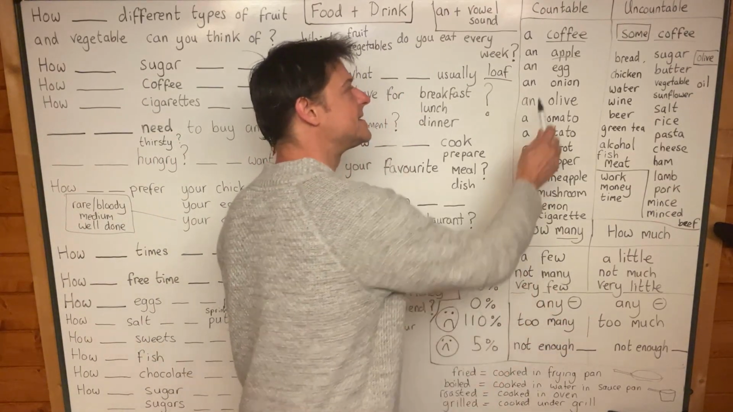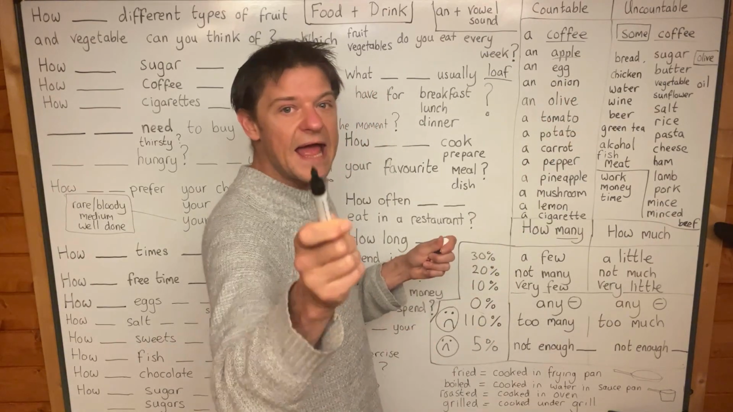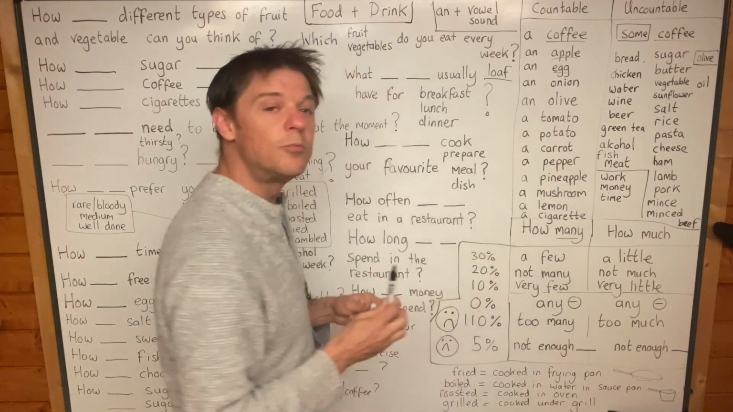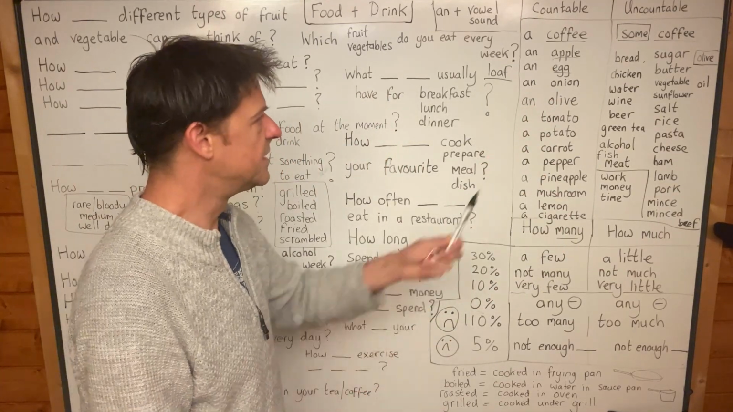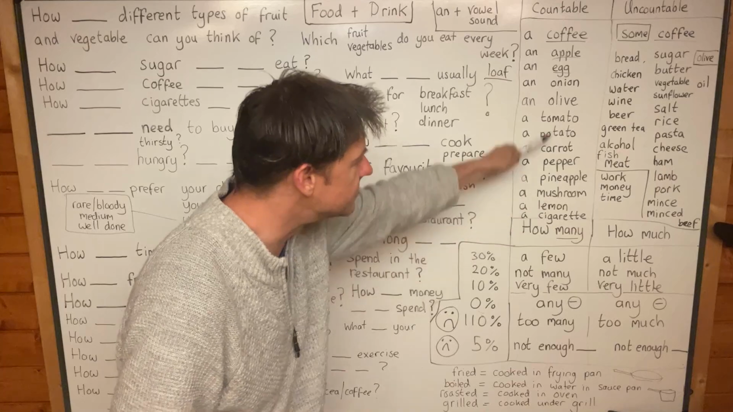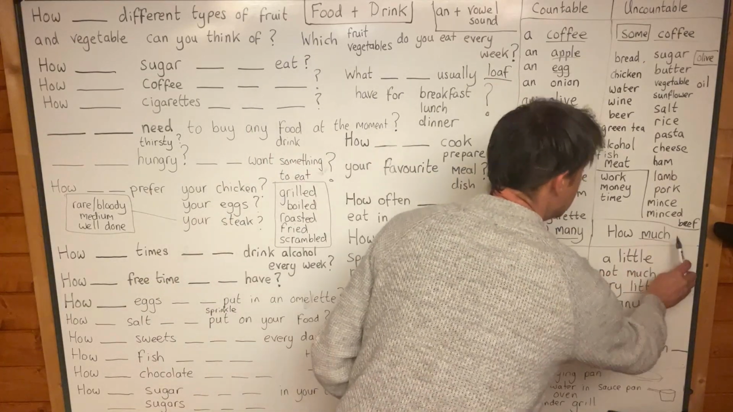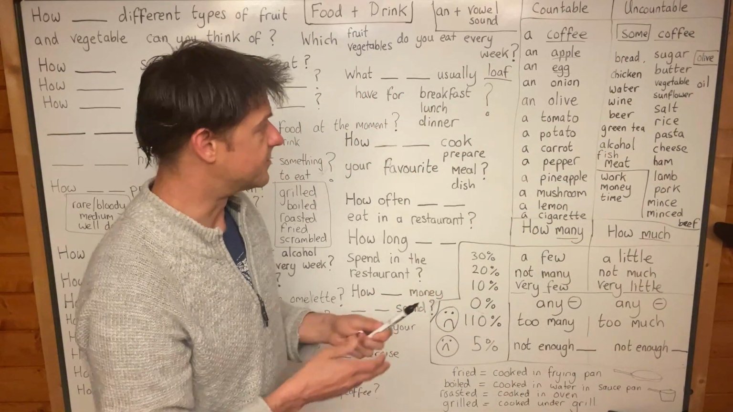Okay, but I eat eggs. How many eggs do you like for breakfast? So we use many for countable nouns, but we use much for uncountable nouns.